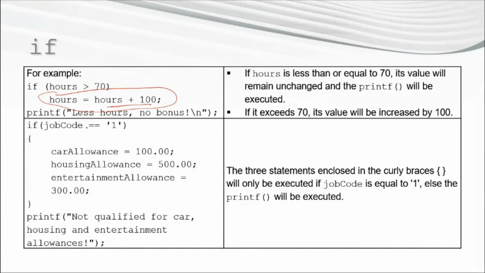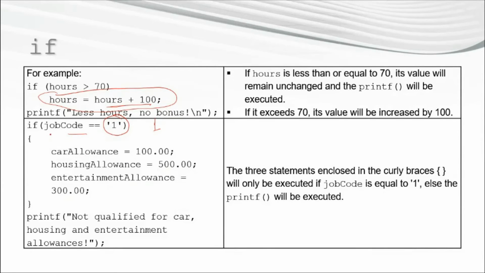But if job code equal to 1, the single quotes represent that this is a character evaluation, that is character matching, not a value matching. Value 1 is not given. Job code is not equal to the value 1; we are checking whether job code is equal to the character 1. If this is true, then a car allowance of 100, a housing allowance of 500, and an entertainment allowance of 300 will be given.